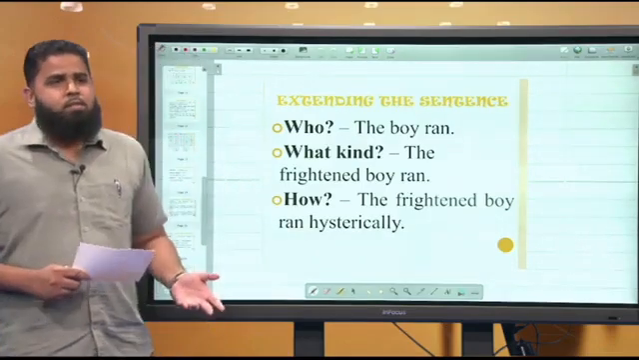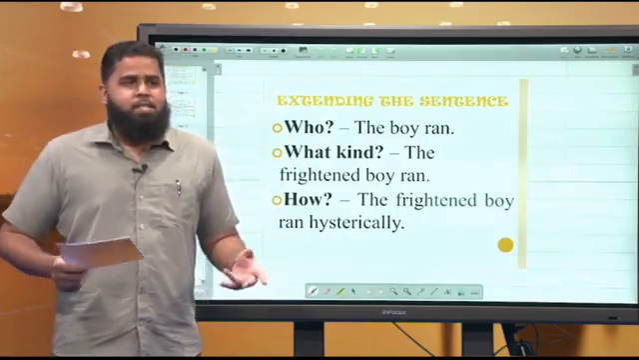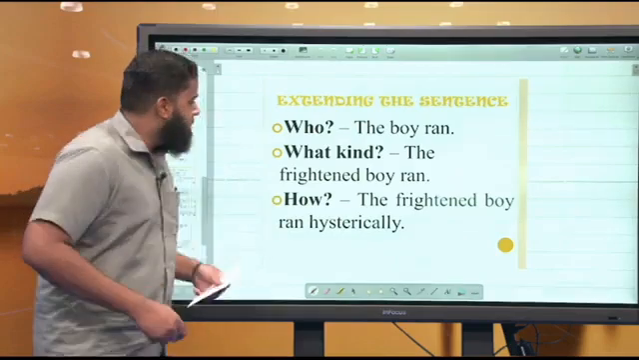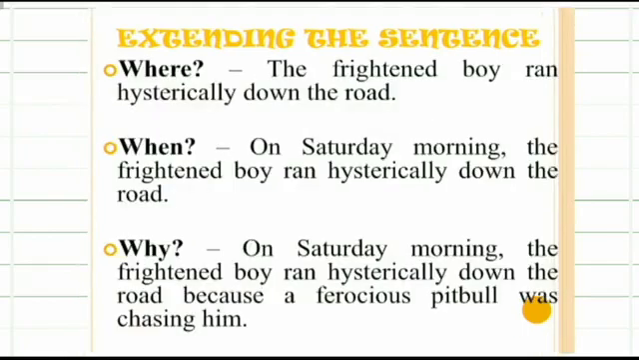So how did he run? We know that the boy is frightened. How was he running? The frightened boy ran hysterically, okay? He ran hysterically. So that paints an image in your mind. Great. Where? And where to? Yet another of our W's. The frightened boy ran hysterically down the road. Okay? So we've moved on now from just the boy ran. We have the frightened boy ran hysterically down the road. We can add a when. On Saturday morning, the frightened boy ran hysterically down the road.